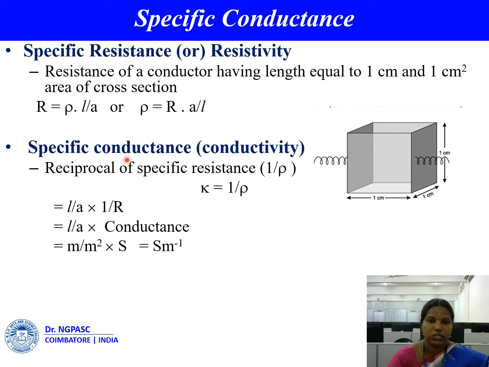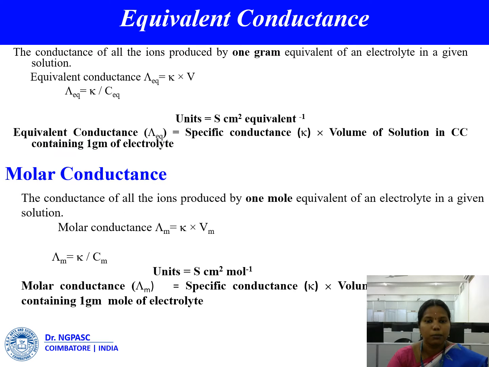Now we can see what is specific conductance or conductivity. Specific conductance is the reciprocal of specific resistance, which is given by the symbol kappa. Kappa is equal to 1 by rho. It can also be rewritten using the specific resistance value, that is L by A into 1 by R. From the previous equation, we know 1 by R is nothing but conductance. So the unit of specific conductance is Siemens per meter. Usually, conductance and specific conductance are used for characterizing metallic conductors.